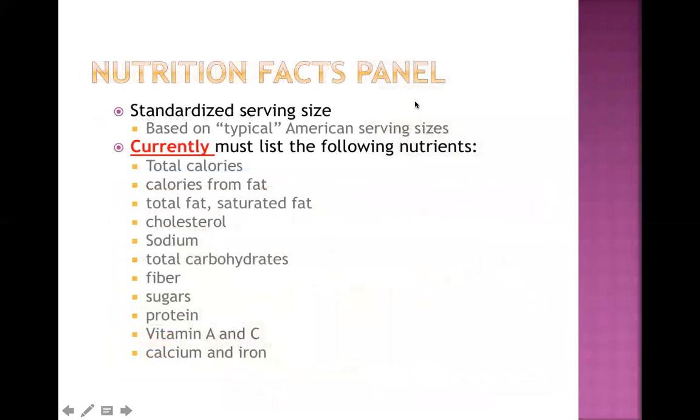All right, nutrition facts panel. So I mentioned the daily values that are found on the nutrition facts panel. So now let's see the nutrition facts panel. The nutrition facts panel is something that is currently going to change. So what we've known as the nutrition facts panel will be changing, but it's not happening just yet.